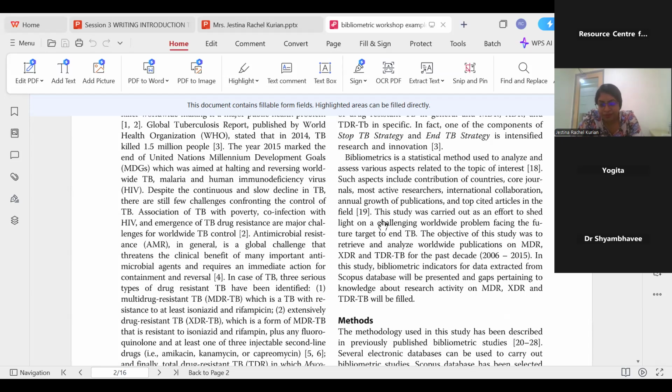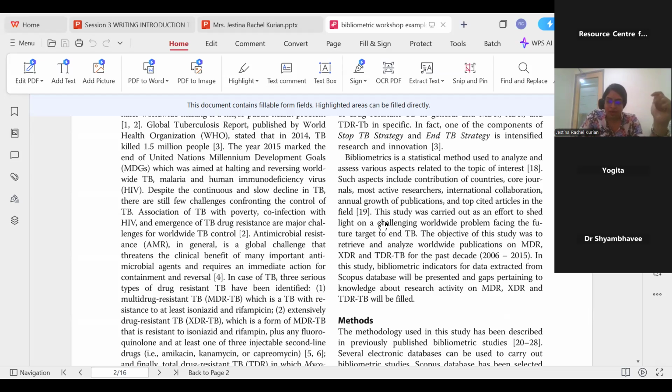The study was carried out as an effort to shed light on a challenging worldwide problem facing the future target to end TB. The objective of the study was to retrieve and analyze worldwide publications on multi-drug resistant, XDR and TDR TB for the past decade, 2006 to 2015. See, they have given the study scope. Yes, 2006 to 2015 is where they have defined the scope.